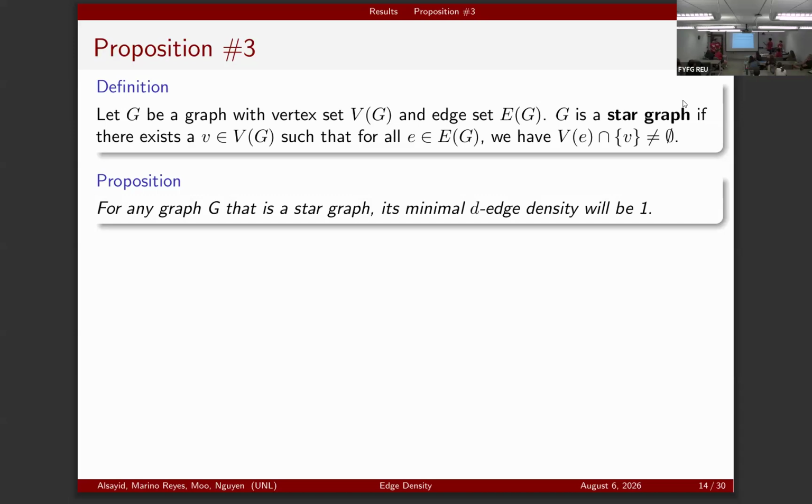So this center vertex pretty much acts as like a hub. It can come out to every other one. So it forms an edge blanket by definition. Therefore, we can say that every star graph has a minimum edge density of 1.